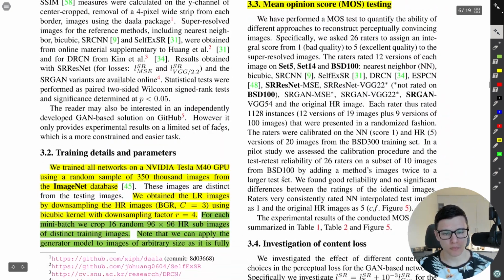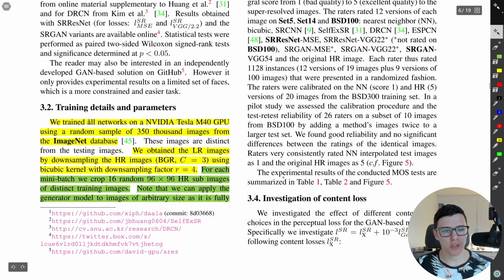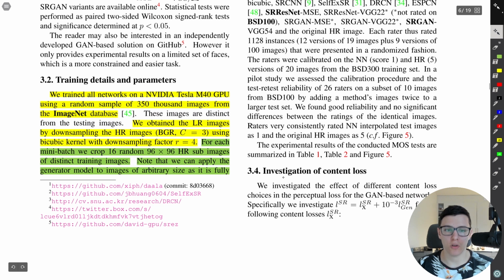All right, so they trained the network on an NVIDIA Tesla M4 GPU using a random sample of 350,000 images from the ImageNet database. So this is kind of hard to know, exactly which images they used, right? And this is going to influence performance depending on the data set that you use. So personally, I would like to have some more details here. Did they use any heuristic to choose those images?